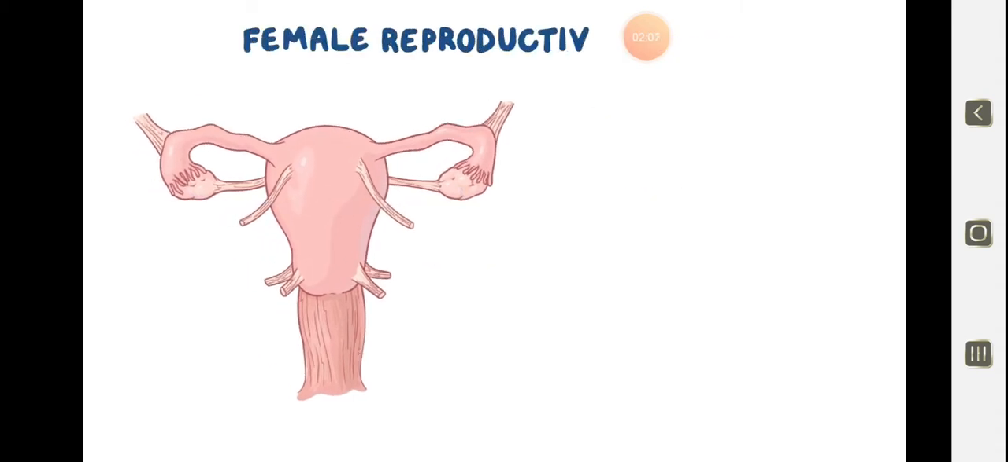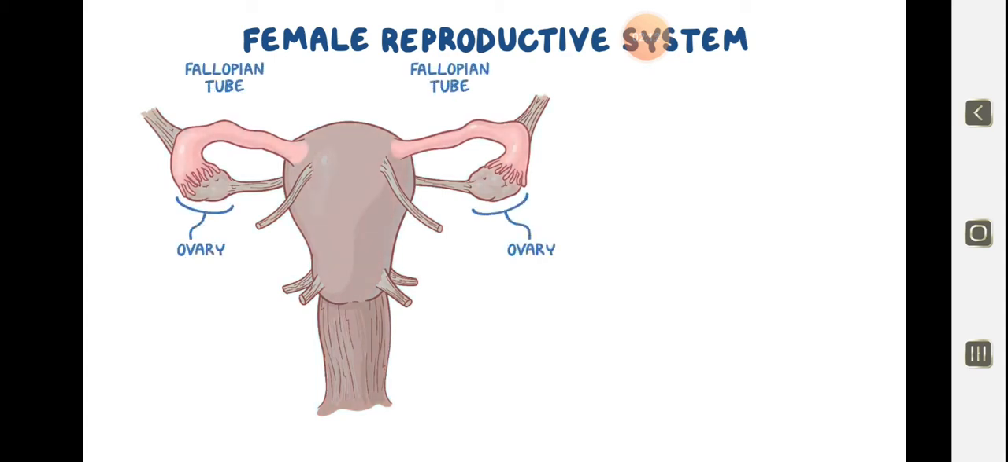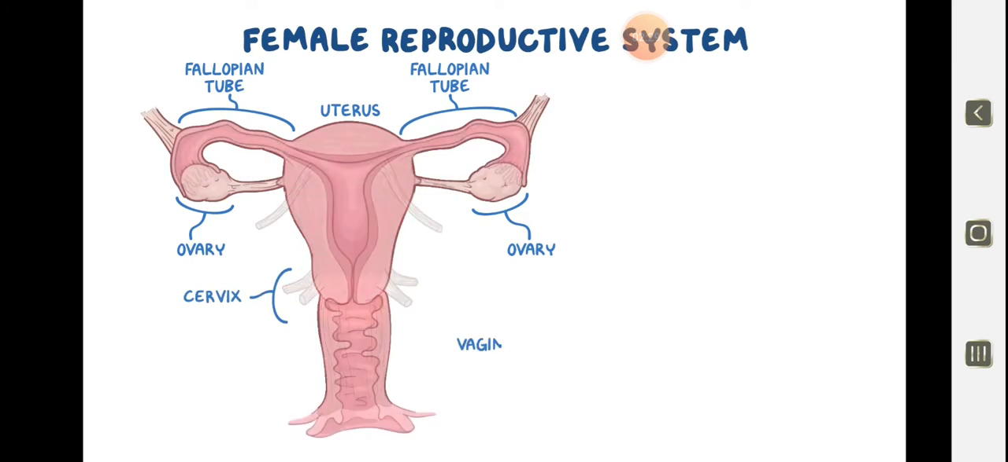The female reproductive system includes all of the internal and external organs that help with reproduction. The internal sex organs are the ovaries, which are the female gonads, the fallopian tubes, two muscular tubes that connect the ovaries to the uterus, and the uterus, which is the strong muscular sac that a fetus can develop in. The neck of the uterus is called the cervix, and it protrudes into the vagina.